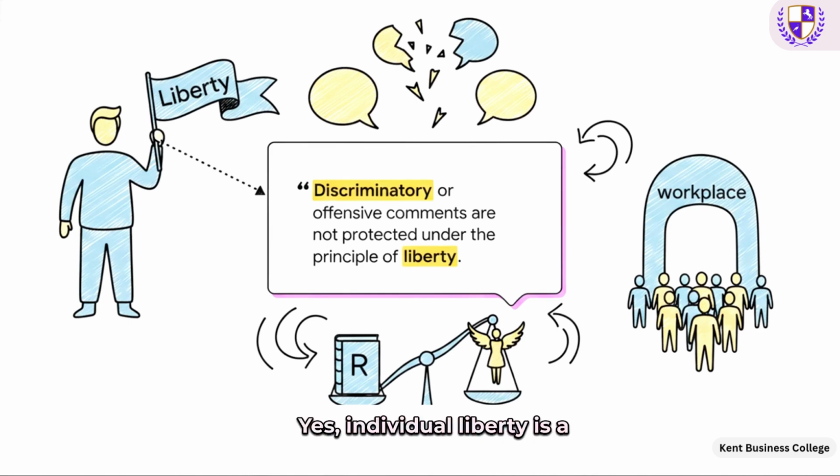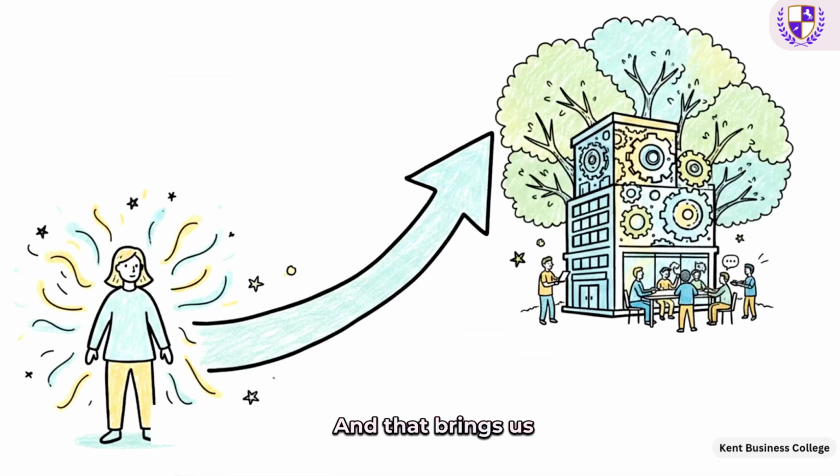Yes, individual liberty is a beautiful fundamental right, but professional responsibility, that is a non-negotiable expectation that you're going to need to meet every single day of your career. And that brings us to the end of today's explainer for Kent Business College. We've covered a lot of ground on individual liberty and professional practice today, but before you head back to your apprenticeship or your daily tasks, I want to leave you with one final thought to mull over. If our personal freedoms only truly work when we all take collective responsibility, how are you going to ensure that your authentic self always elevates rather than damages your professional environment?